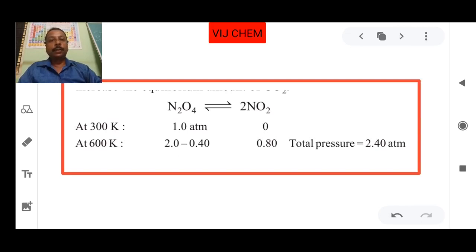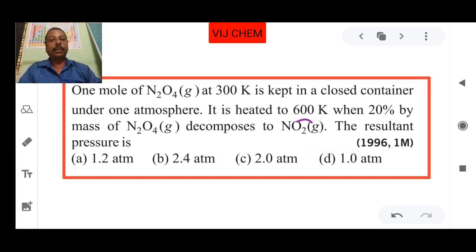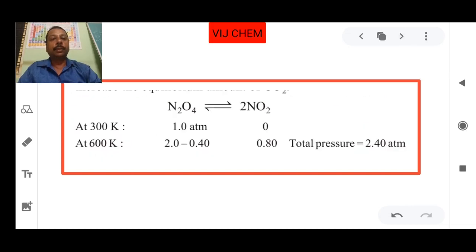Here is the explanation for the 1 atm. In the question it is already given that 1 mole of N2O4 at 300 Kelvin is kept in a closed container at 1 atm. The initial pressure is 1 atm. When the number of moles increases due to dissociation, this is the reaction: N2O4 is dissociating into 2NO2. So moles increase, and obviously pressure increases.